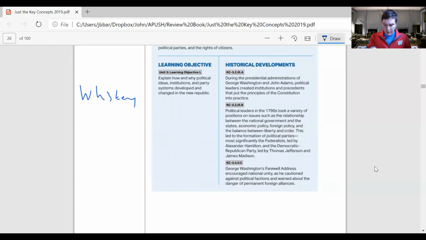Washington is also going to use the military to fight against Native Americans in the Ohio River Valley. That led to things like the Treaty of Greenville, which I mentioned before. We don't need to talk about that.